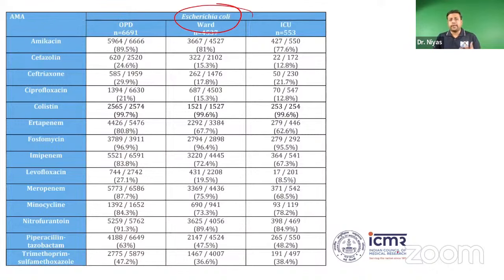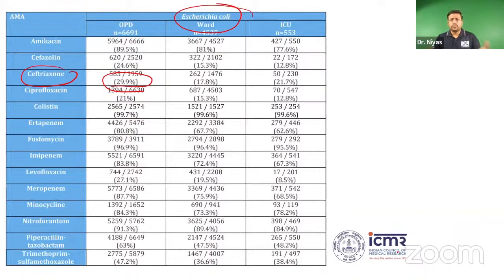So can you use ceftriaxone? That is one question. Can you use ceftriaxone as the empirical agent for the treatment of urinary tract infection? If you look at the susceptibility, it's only 30%. So if you're using ceftriaxone as the agent for treatment of acute pyelonephritis, you may fail in 70% of the time.